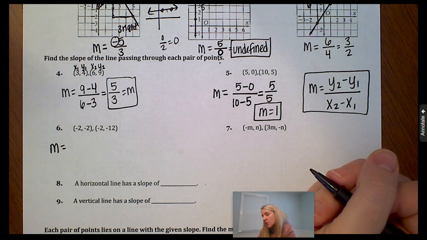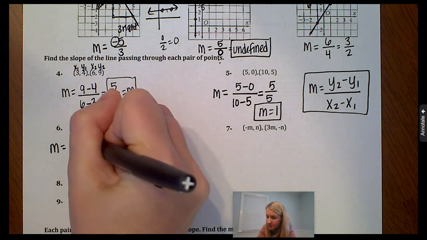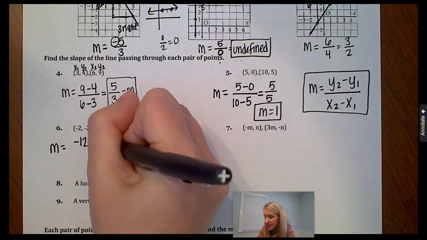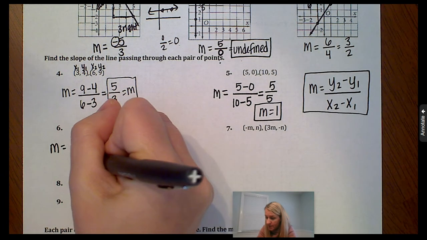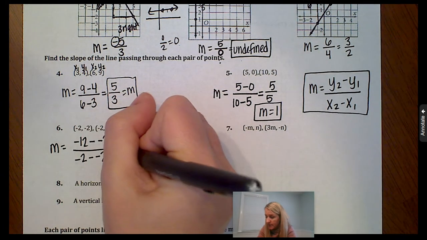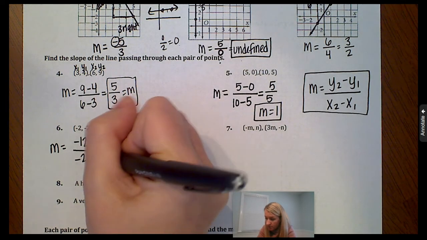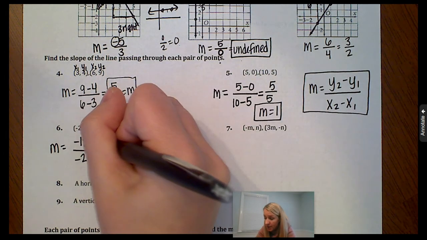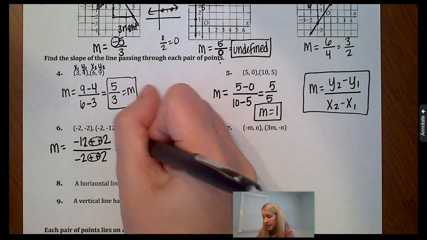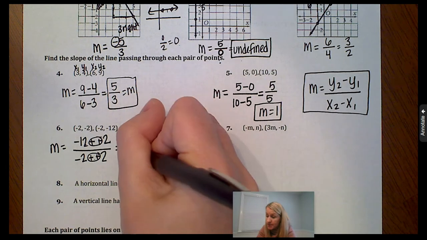Okay, so number 6, y2 minus y1, this is where you need to be careful because y1 is negative, over x2 minus x1. Be careful, those double negatives do turn to positives, right? Some people say keep, change, or the opposite of a negative is a positive. So negative 12 plus 2, or minus negative 2, gives me negative 10. Negative 2 plus 2 gives me 0.